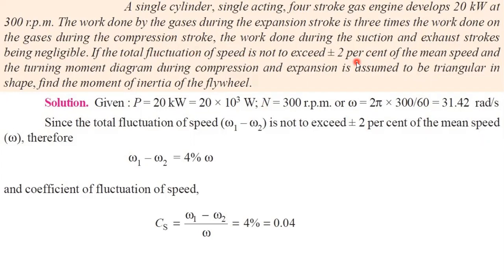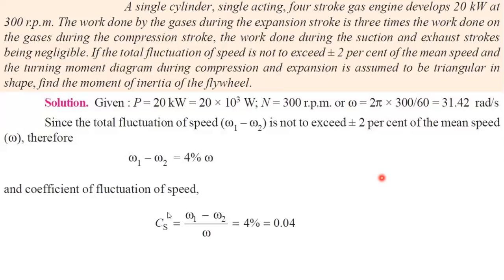The total fluctuation of speed is not to exceed plus or minus 2% of mean speed. So automatically plus or minus 2 means we will be getting 4% of mean speed. And the turning moment diagram during compression and expansion is assumed to be triangular. So they have given a hint: the diagram will be having a triangular shape. Find the moment of inertia of the flywheel. So power we know, power is equal to 20 kilowatt, so 20 into 10 power 3 watt. So N we know, and once you know N we can easily calculate the omega value. And since the fluctuation of speed, as I already said, is plus or minus 2%, omega 1 minus omega 2 is equal to 4% of omega mean speed.